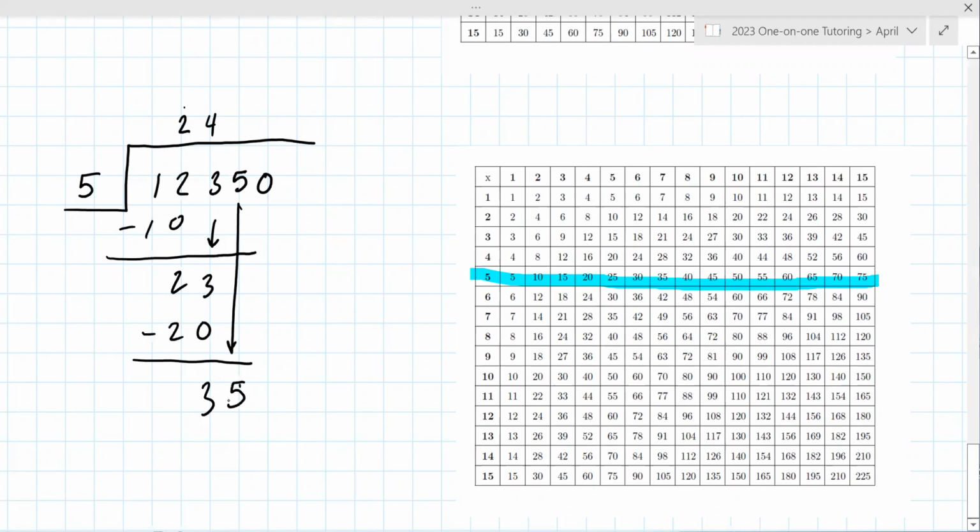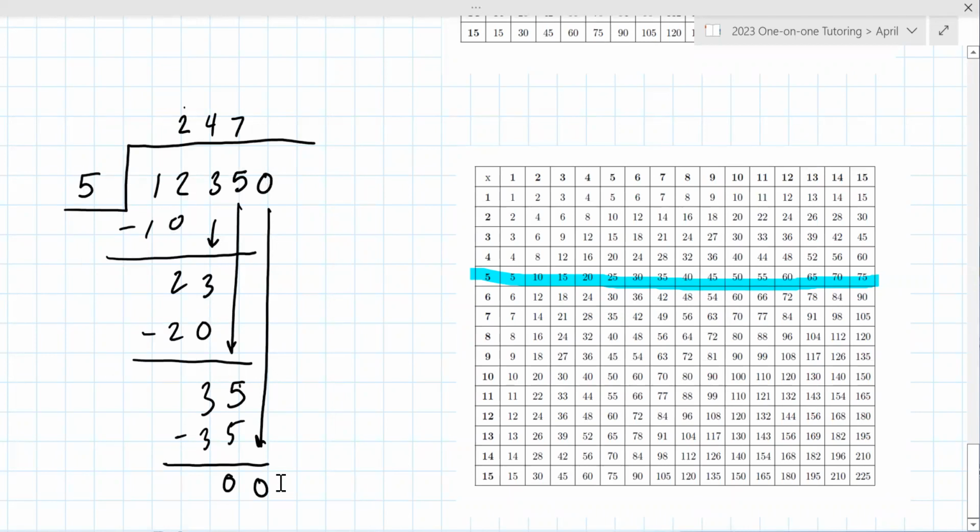Bring the 5 down. How many times does 5 go into 35? It goes into 7 times. Good. 7 times 5 is 35. Okay, so when you subtract here, what's 35 minus 35? 0. And then you bring another 0 down. You have to put something in this last position, it cannot be blank. So you keep asking the same question.